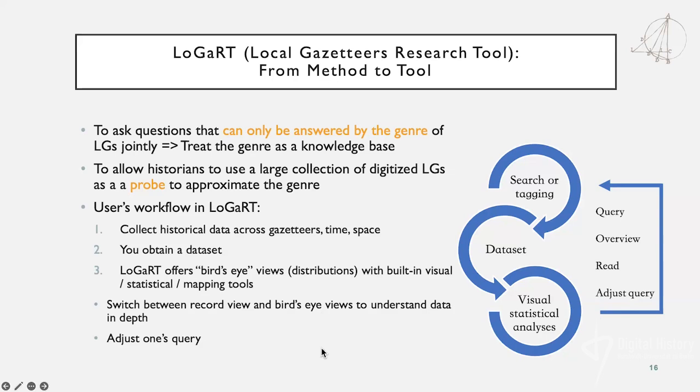But two other things that I also want to emphasize: you can very easily switch between a close reading view and the bird's eye view, the distant view. After you see the map, you can click and really read the records out of the primary source. That would help you to understand your data in more depth.